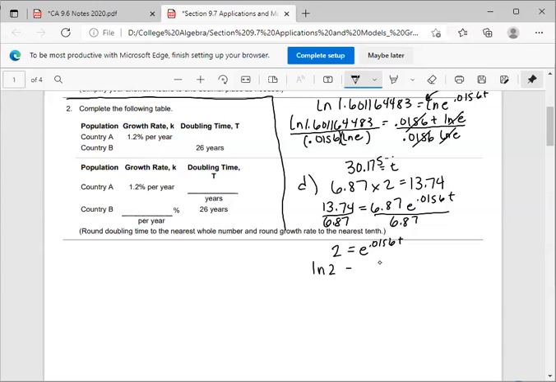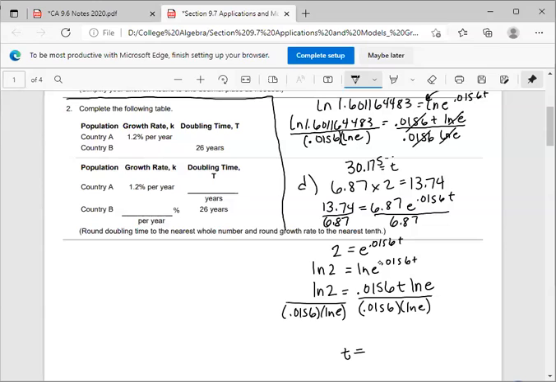We know that if we're going to get that t to move down, we're going to have to take the natural log of both sides of the equal sign. So I've got the natural log of 2 is equal to 0.0156t times the natural log of e. My answer is supposed to say t equals. So that means I need to get rid of everything that is not a t. I'm going to divide by 0.0156 times the natural log of e on both sides, so that those cancel out.